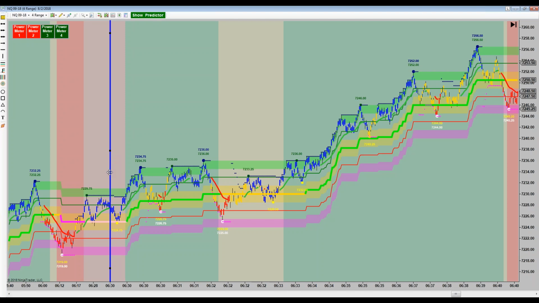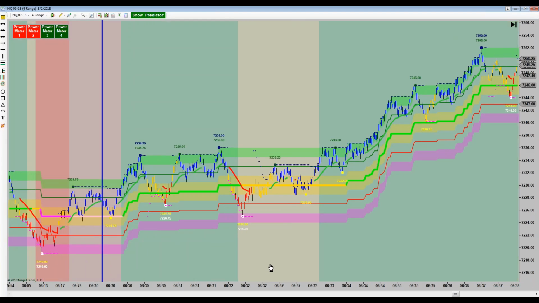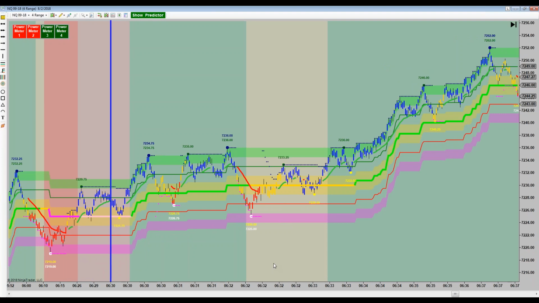Okay, when you talk about volatility on NASDAQ, let me see if I can illustrate it to you this way. At the open on NASDAQ, here's 6:30 Pacific on the left vertical line.